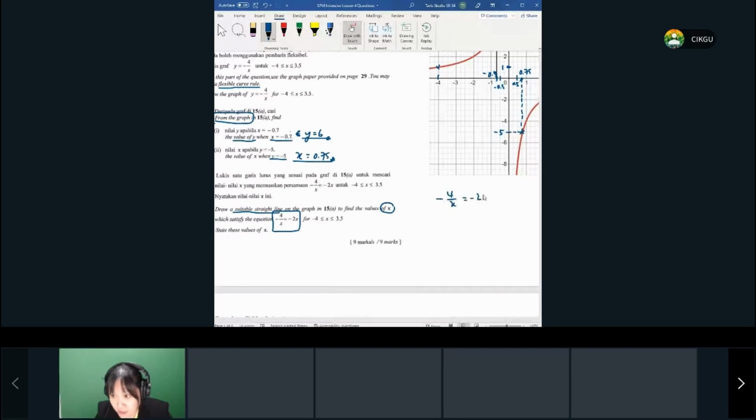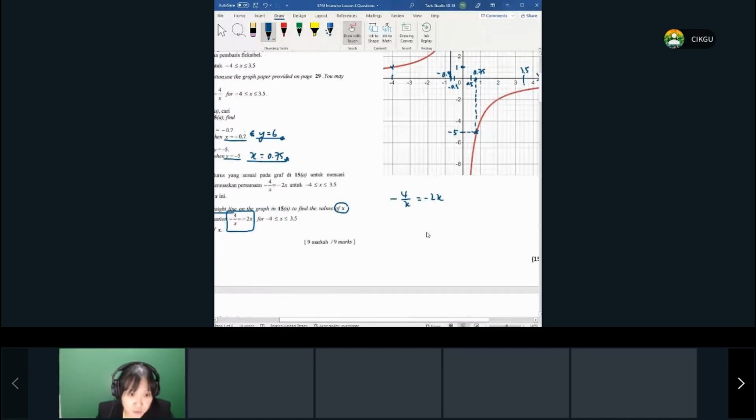-4/x equals -2x. Now, this is where some students who don't know will try to solve this directly. They say, teacher, this x can move here, so -4 equals -2x squared. Then they try to solve the quadratic: 2 equals x squared, then x equals plus or minus square root 2. The student will try to solve like this. Algebraically this is all correct, but you will get 0 marks for this type of question.